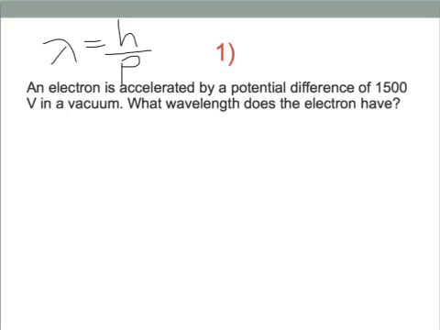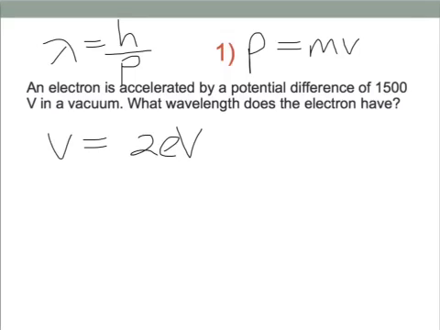Now we need to calculate the momentum, and to get the momentum, of course, we need to know the velocity. So mass times velocity, we need to find the velocity. That, of course, can be found if we know the accelerating potential difference, in this case 1500 volts. As we've seen in the charged particle topic, if we equate the kinetic energy to the work done on the electron by the electric field with a potential difference of 1500 volts, we can generate this equation and find the velocity gained.